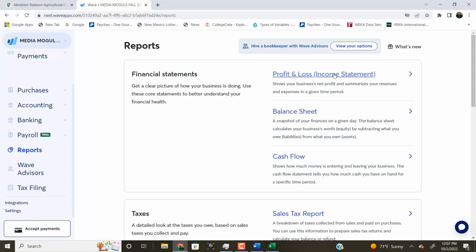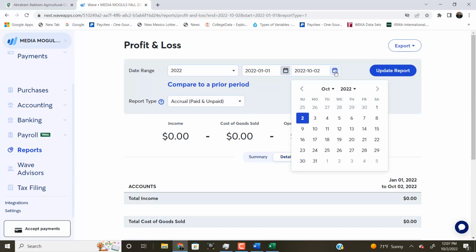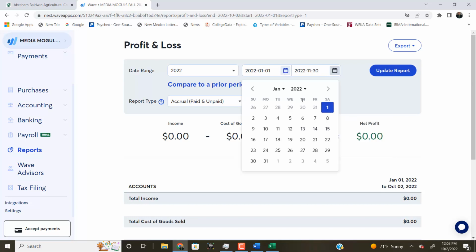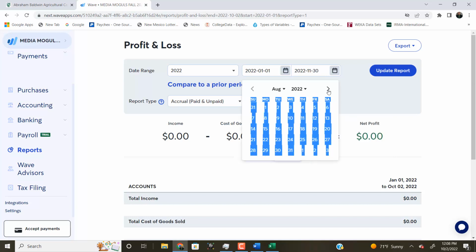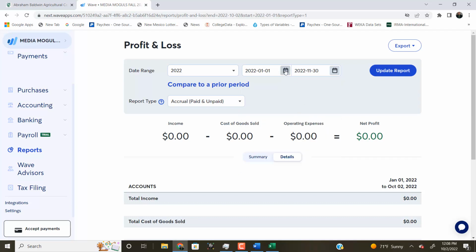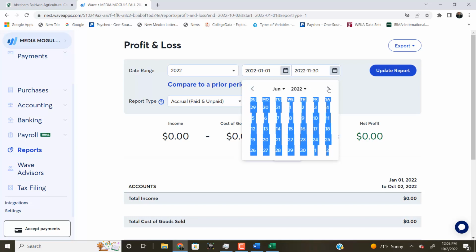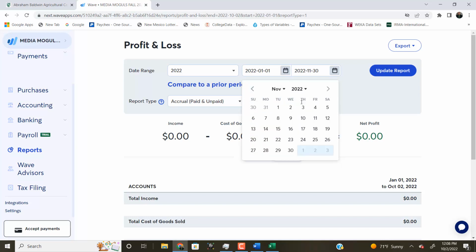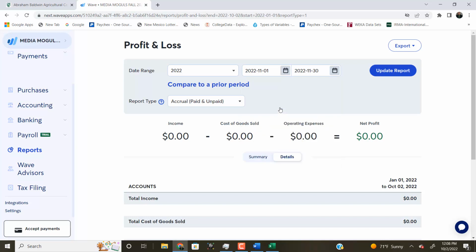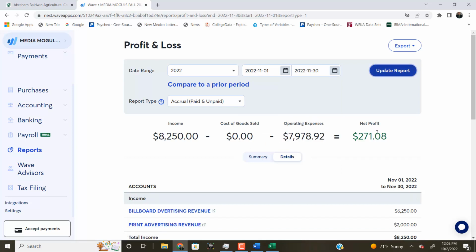Let's go back to our profit and loss and create the 1130 profit and loss. Change that to the first. Got to be careful with this. Sometimes it doesn't do what it's supposed to do. And now update the report. 271.08 is the correct answer. 271.08 is the correct answer for the month of November.